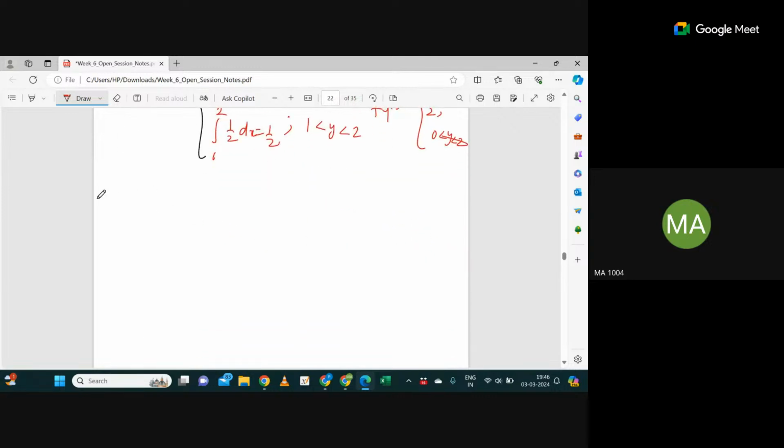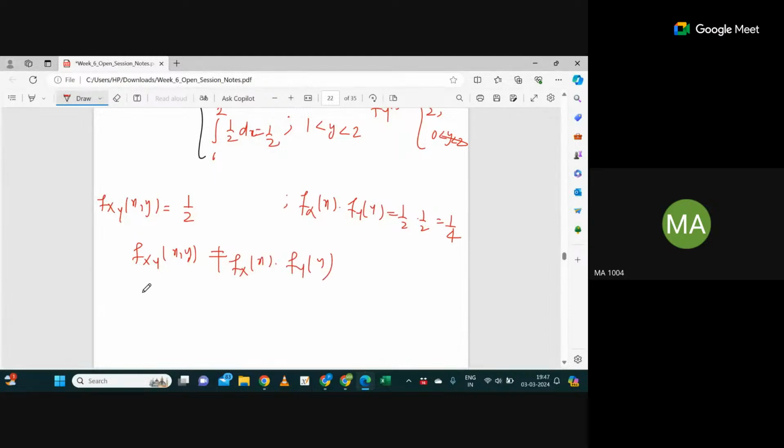So if you see, the joint density is how much? Half, right? And the product of marginals is 1 by 2 into 1 by 2, which is 1 by 4. So I will say here the joint density is not equal to the product of marginals. That means x and y are not independent. Is this clear? Yes, sir.